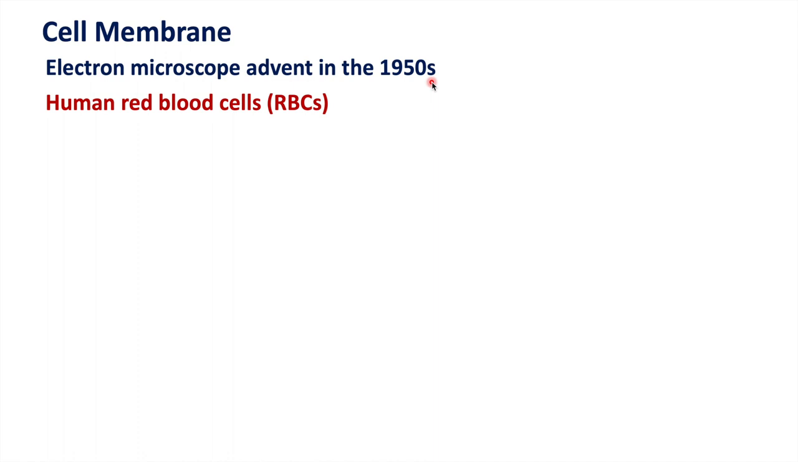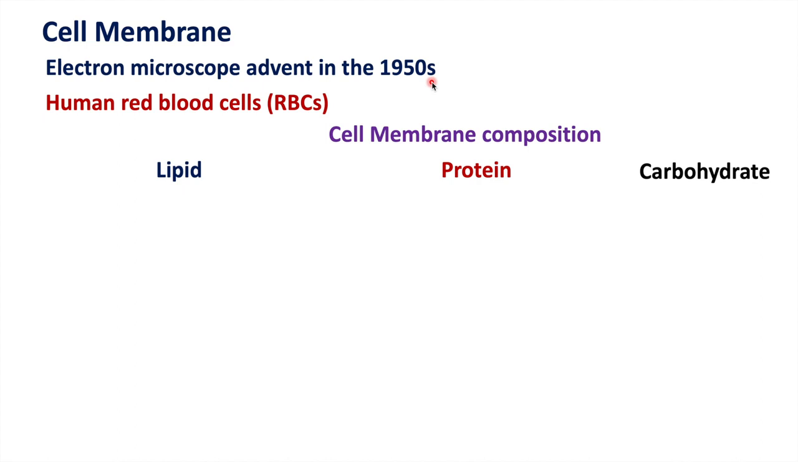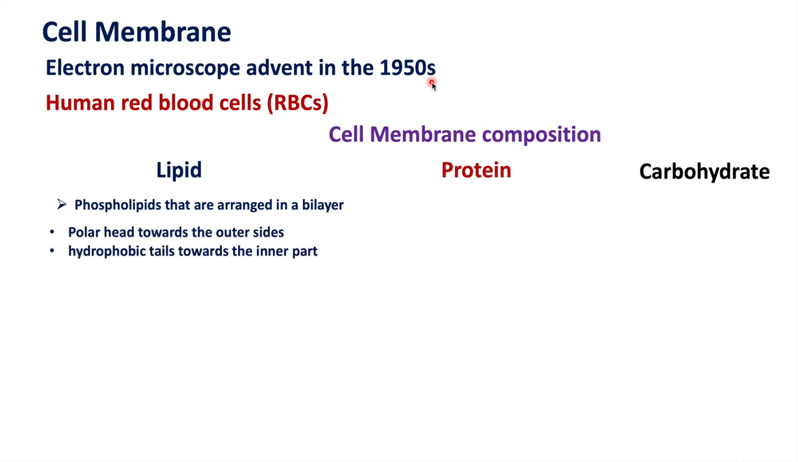And on the basis of that, they came up with the cell membrane composition, and it is made up of lipid, protein and carbohydrate. So if we talk about lipid, phospholipid is the main component of the cell membrane. It is arranged in a bilayer form. In phospholipid, there are two components. One is the polar head, which is made up of a phosphate chain. It is present outside of the cell membrane. And there is a hydrophobic tail, which is made up of a hydrocarbon chain. It is present inside of the cell membrane.